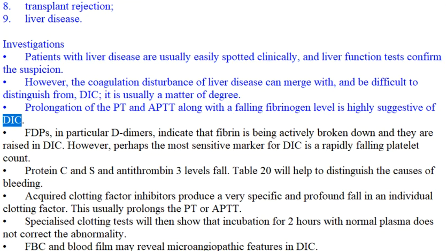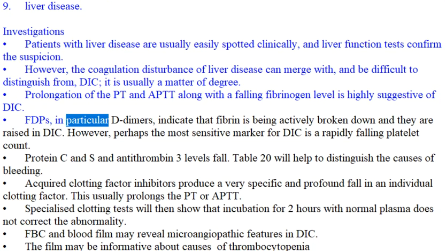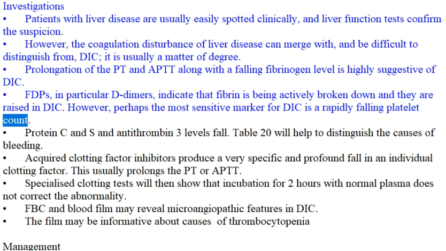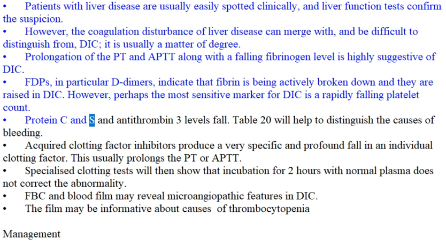FDPs, in particular D-dimers, indicate that fibrin is being actively broken down and they are raised in DIC. However, perhaps the most sensitive marker for DIC is a rapidly falling platelet count. Protein C and S and antithrombin 3 levels fall. Table 20 will help to distinguish the causes of bleeding.